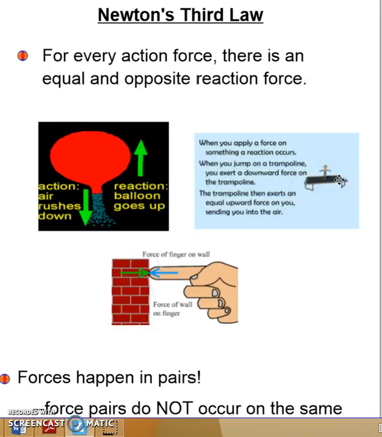When you jump on a trampoline, you exert a force down on the trampoline. It is exerting an equal and upward force on you. If you use your finger to push on a wall, you are pushing on the wall with, let's say, 10 newtons of force, and the wall is pushing back on your finger with 10 newtons of force.